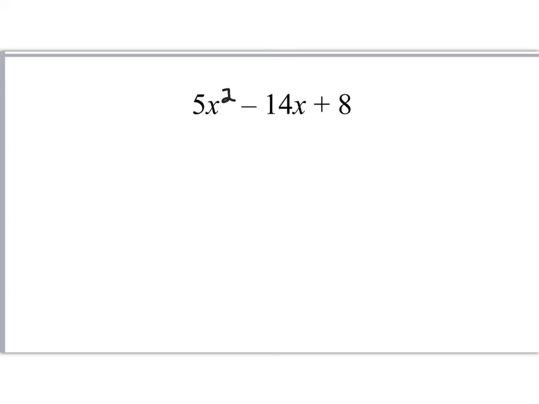All right, here's where the a and the c are very important. When I do this, I have a 5 for my a and 8 for my c. And 5 times 8 is 40. So I'm making my box for 40.